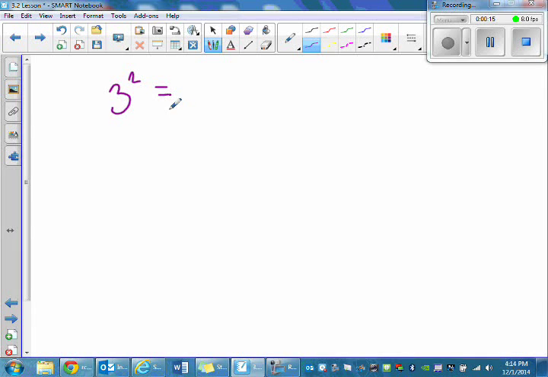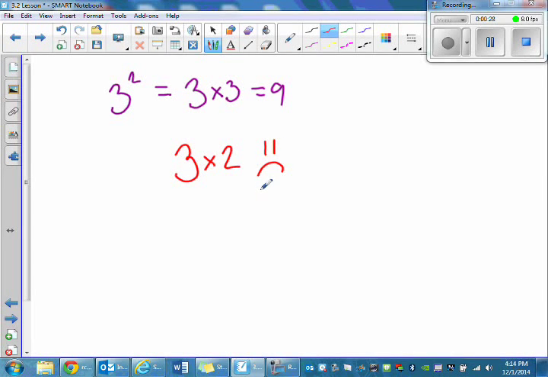So 3 squared, that should look familiar to you. That is just 3 times 3, which equals 9. A common thing that I keep seeing is 3 times 2. This is not it. If they wanted you to do 3 times 2, they would have just written 3 times 2, not 3 to this little 2. So that is 3 squared, or 3 to the second power.